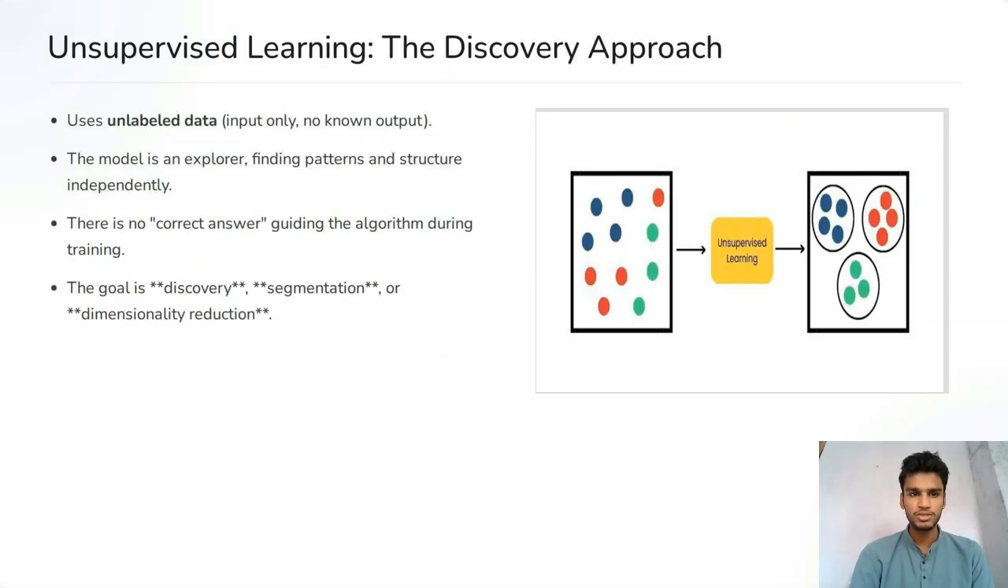Unsupervised learning uses unlabeled data, input only, no known output. The model is an explorer, finding patterns and structure independently. There is no correct answer guiding the algorithm during training. The goal is discovery, segmentation, or dimensionality reduction.